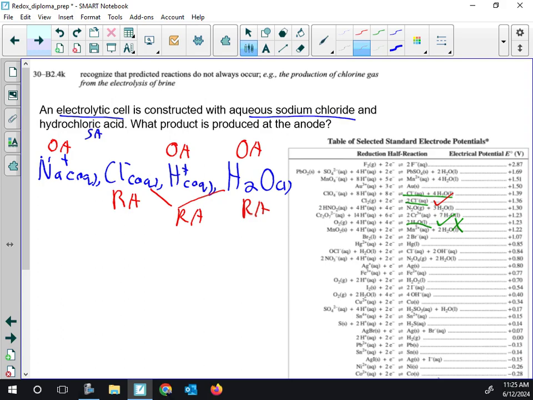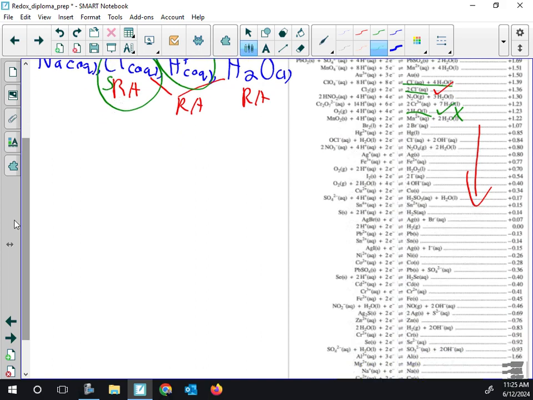If there are any other RAs below water, well then they would be the winner. In terms of OAs, there is no effect with the chloride anomaly. Just find the best OA as normal. So of these three reducing agents, we're going to use the anomalous chloride. For OAs, H+ is the best oxidizing agent. We've got H+, which is our winner. We've got water down below. We've got sodium ions even lower.